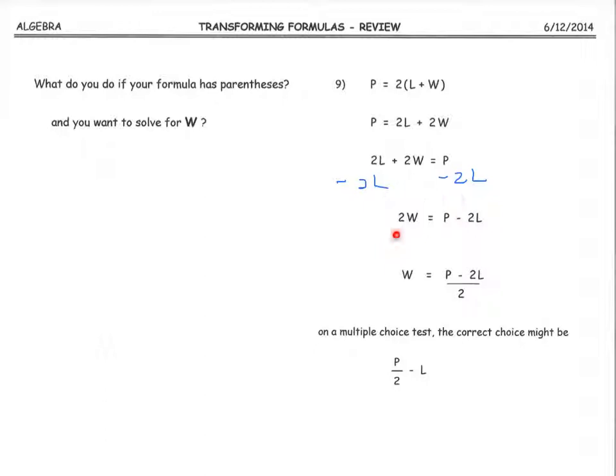So we end up with 2W equals P minus 2L. And then divide off the 2. And I made one big line and wrote 1/2 for my entire P minus 2L. However, on multiple choice tests, you might see this as the correct choice for what W equals. And this choice happened because you do divided by 2 here, and you do divided by 2 here, and you end up with P divided by 2 minus 2L divided by 2, and the 2's cancel out.